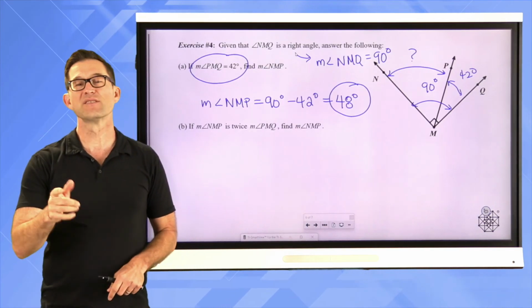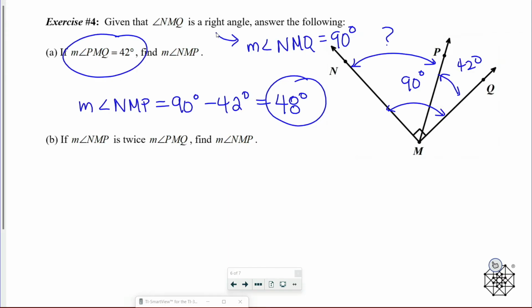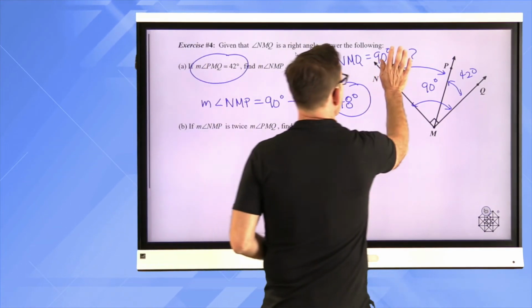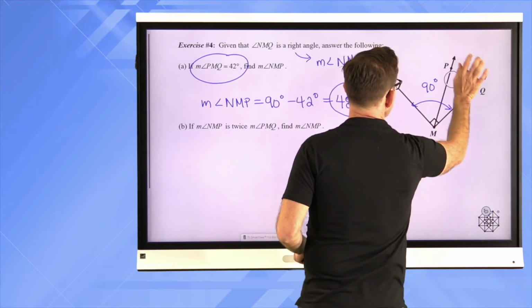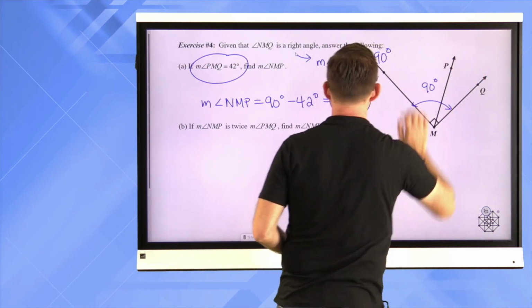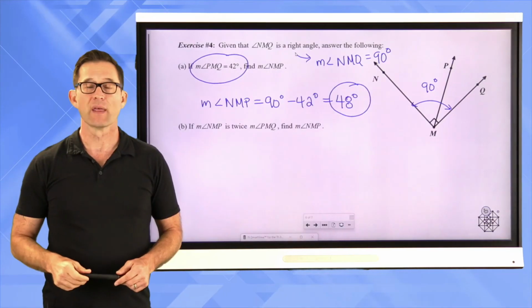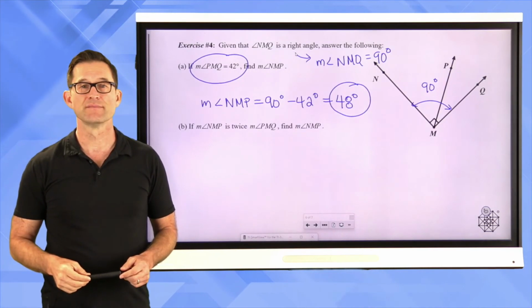Okay, now let's do one that's a little more challenging. Letter B. If the measure of angle NMP is twice the measure of angle PMQ, find the measure of NMP. All right, well, right now I'm going to get rid of everything except for that 90 degrees. The 90 degrees still holds, but everything else doesn't. Pause the video now and see if you can figure out how to do this.